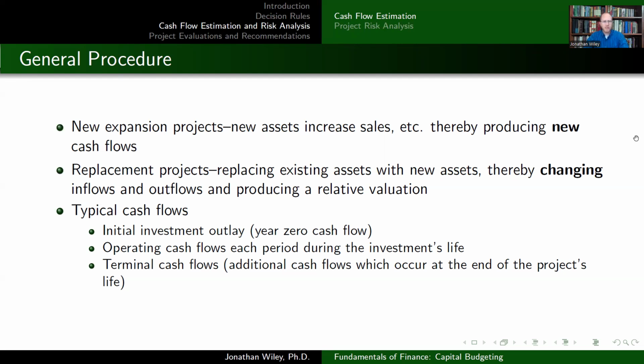So in that case, you have to look at, if I do this particular project, what are those new cash flows? Let's quantify those and then put them together to calculate the overall cash flow per period that we can then use in our capital budgeting analyses.